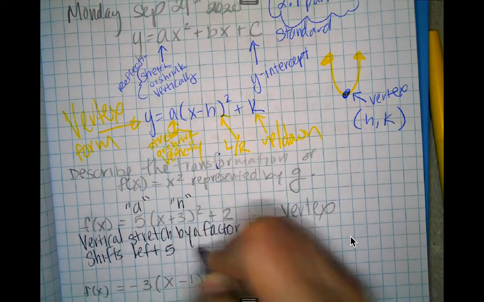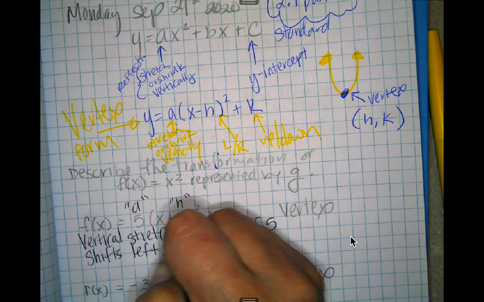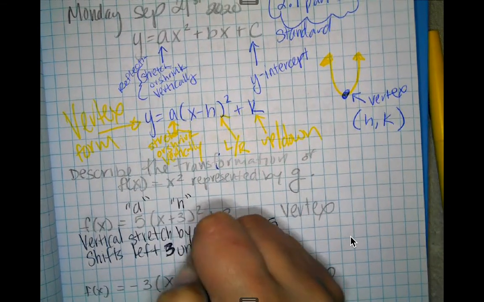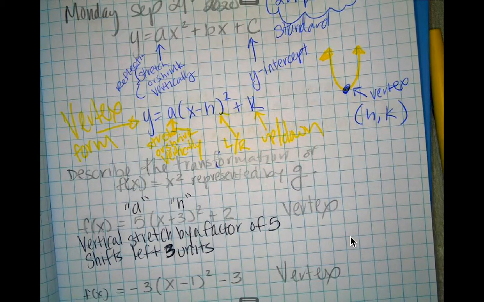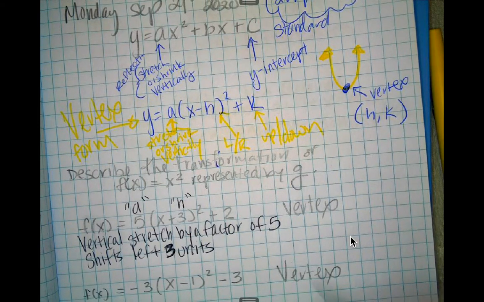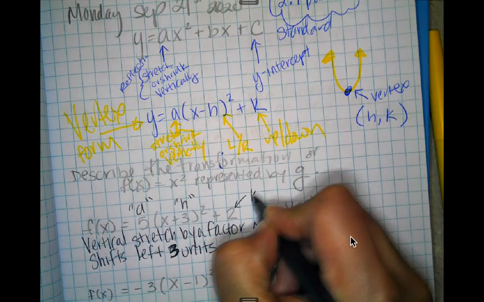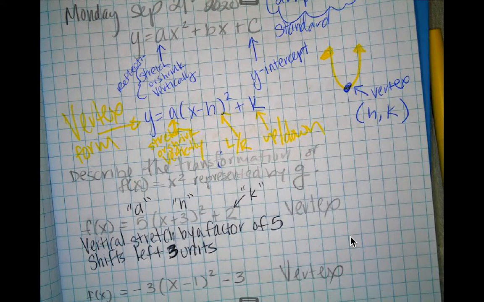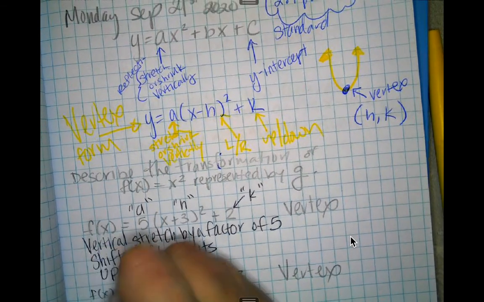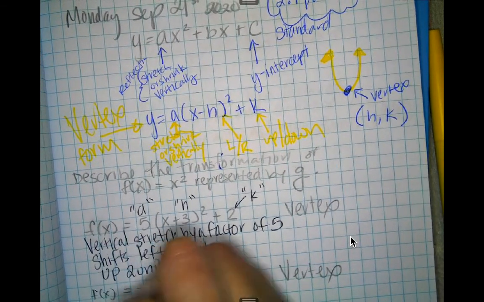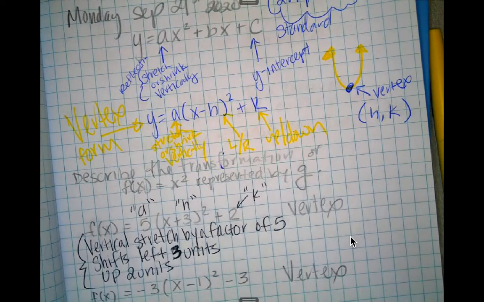Please use your notes to help provide the right value. We don't say left negative 3, we just say left 3 units. And this one is the k. K is up and down, so because it's positive, it's going to go up 2 units. That's how you're going to fill it in.